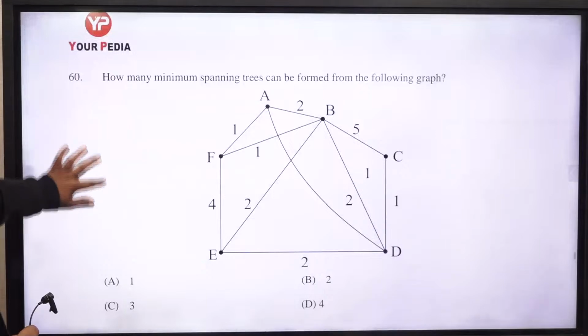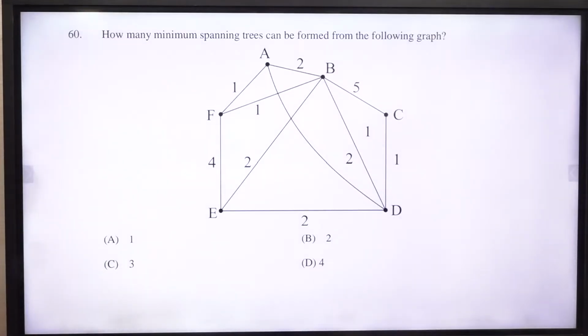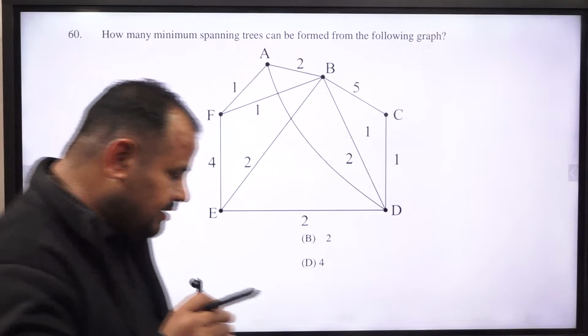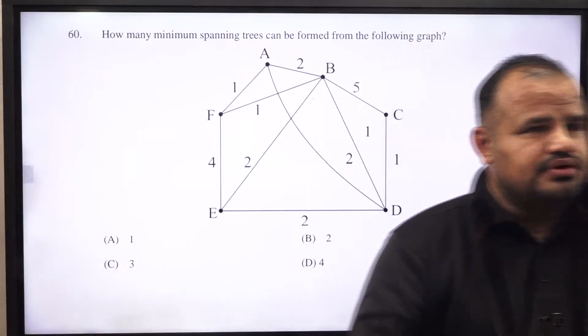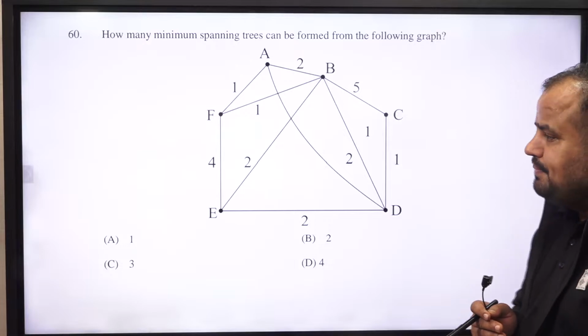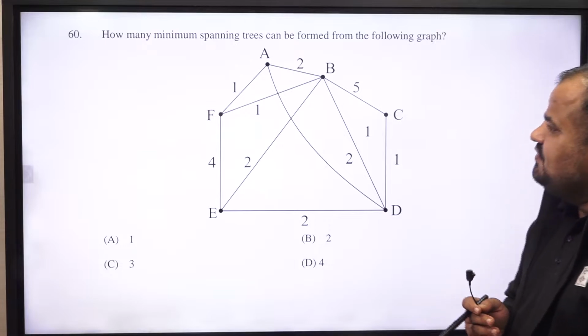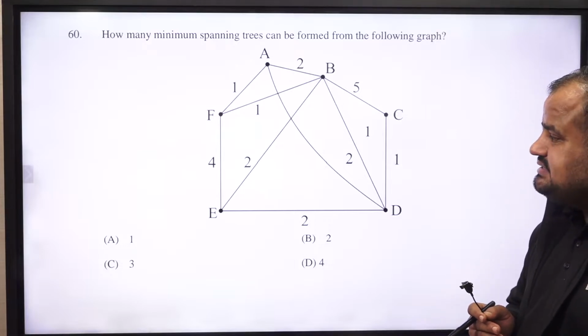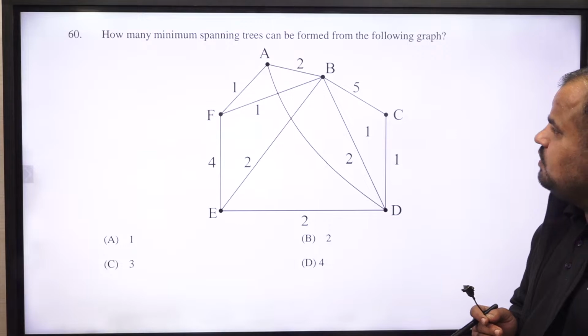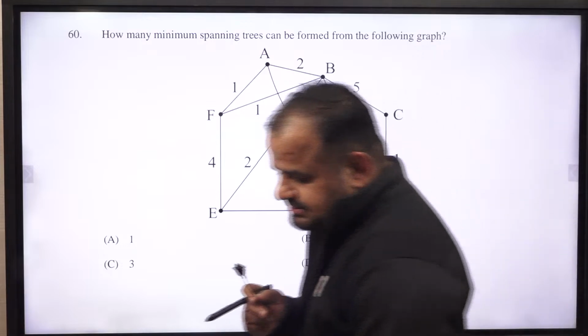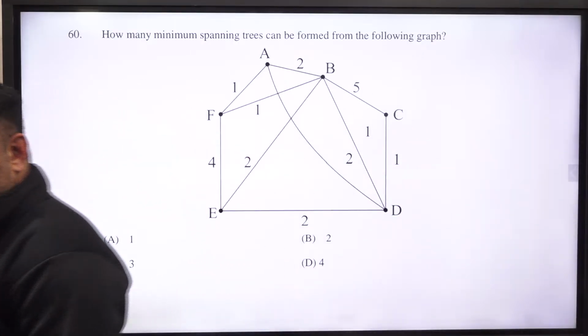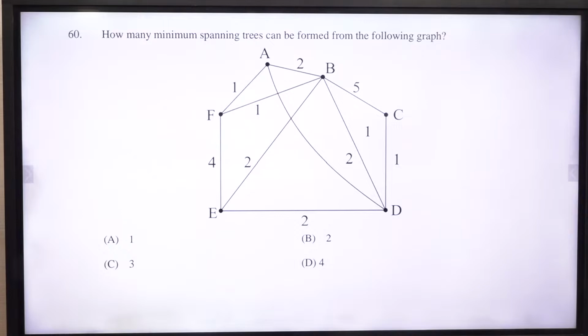Now tell me, my dear students, how many minimum spanning trees can be found from the following graph? Do it fast. How many minimum spanning trees? Here you may make a silly mistake, so please do it carefully. You have to take the minimum edges, and then you have to go with the next minimum edges. Now tell me how many minimum spanning trees are possible.